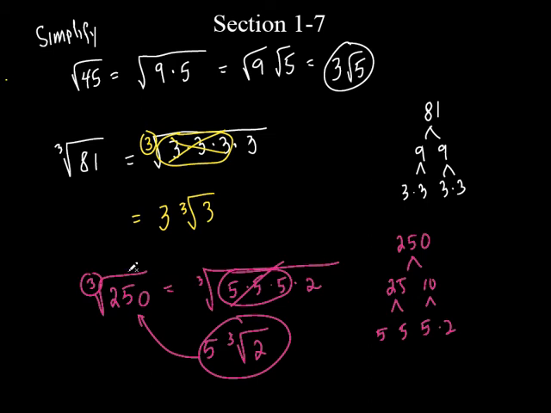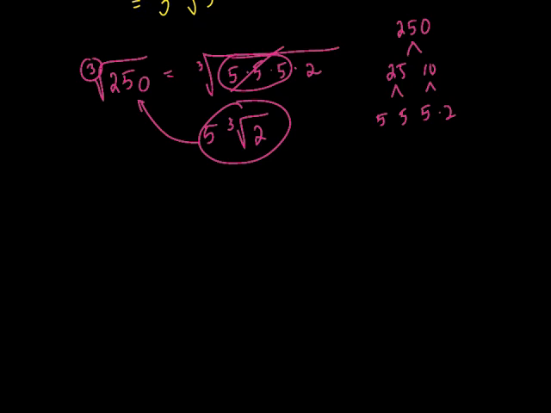What if it was the fourth root? What would we break them into? 4. Groups of 4. Now this one, you can't take the fourth root, can you? Because there's not 4 of the same number, are there? So you can't do that. What if I did this?